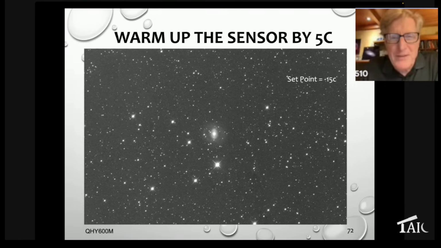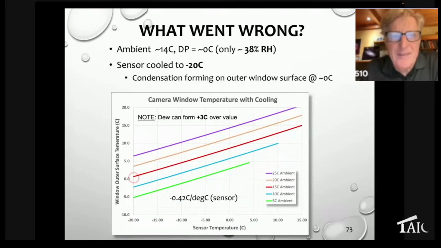So it turned out, I scratched my head over this and I said, "Well, let's confirm. That pretty much confirms that that's what was happening, but let's take a look at what went wrong." And I did a little calculation of that window temperature. And here it is. The red line, which you should pay attention to, is 15 degrees C ambient. And I calculated the temperature of that outer window for different cooling temperatures of the sensor across the bottom there. And at minus 20, look at that.